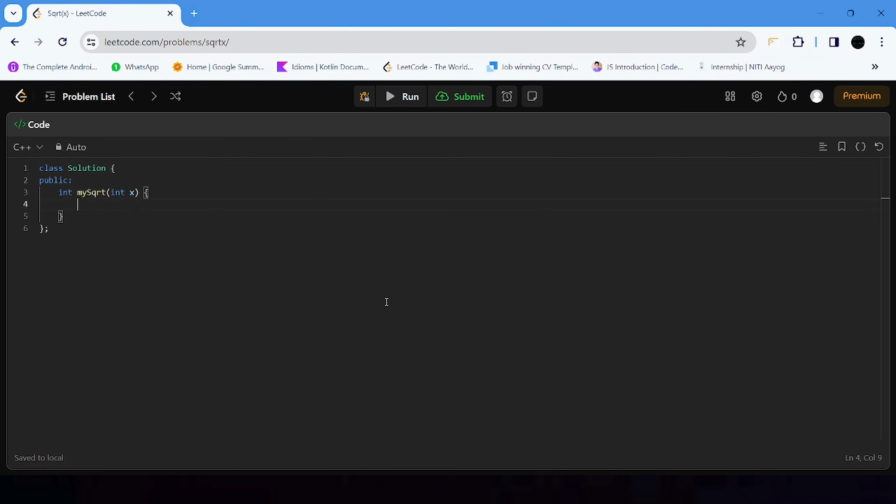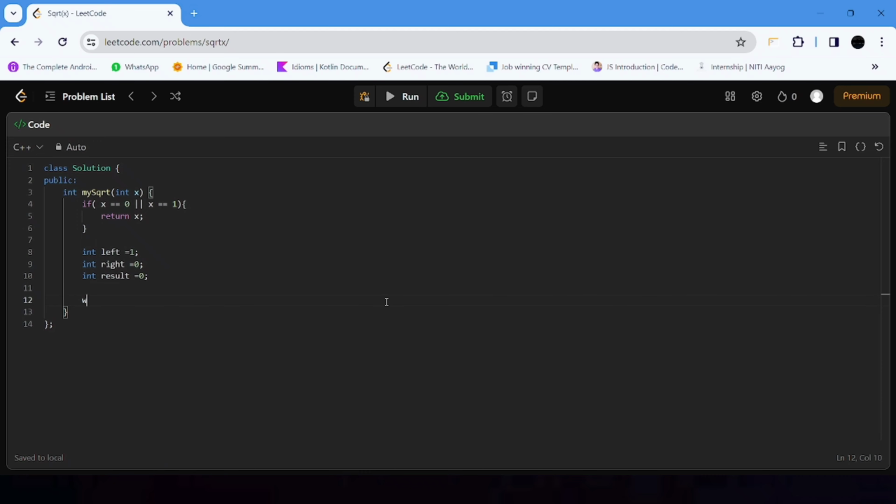So let's start. First we will check whether x is equal to 1 or x is equal to 0. Then we will simply return the value x, because the square root of 0 and 1 is the number itself. Now we will initialize three variables, which are the left variable, the right variable and result. Our left variable will be at 1, our right variable will be x, and our result will hold the answer.